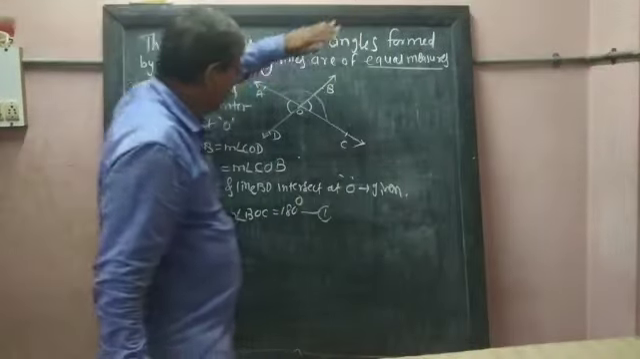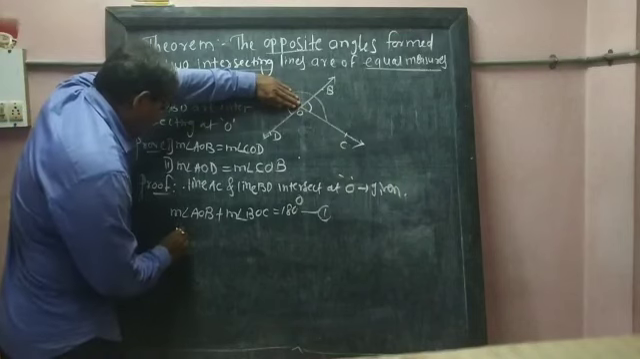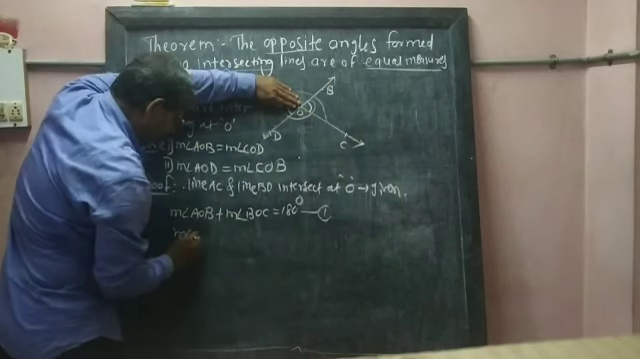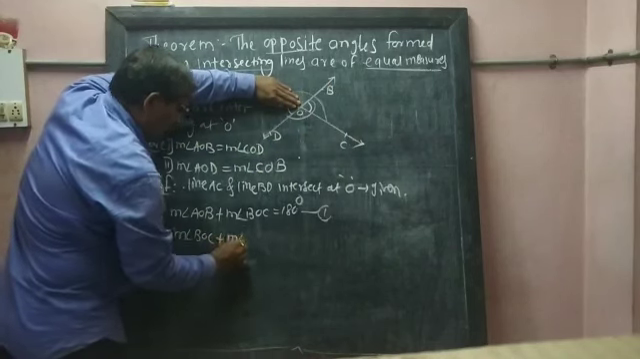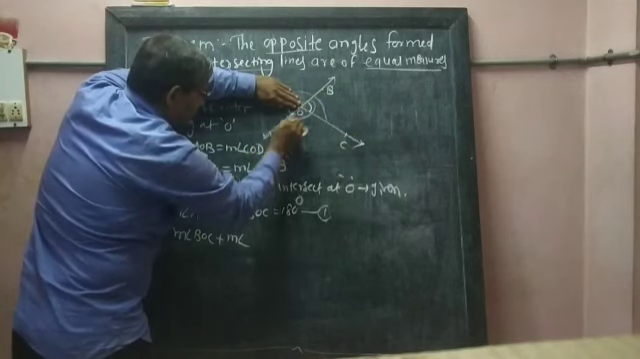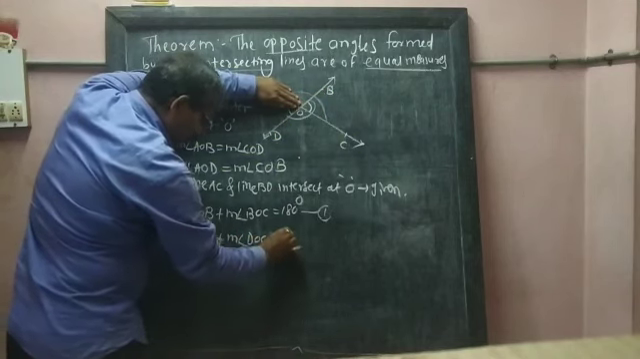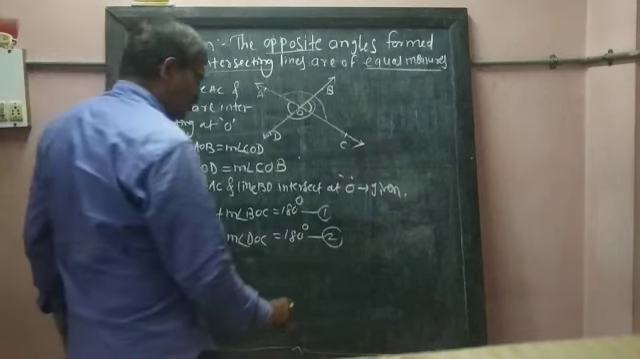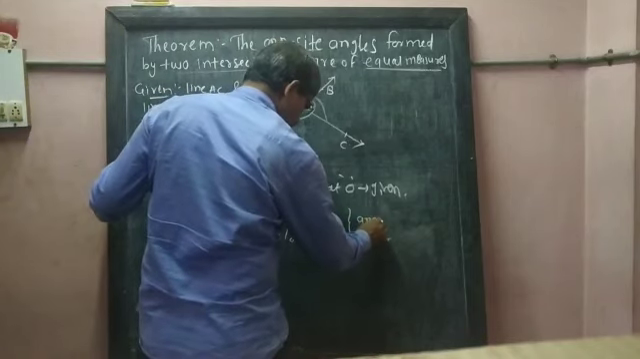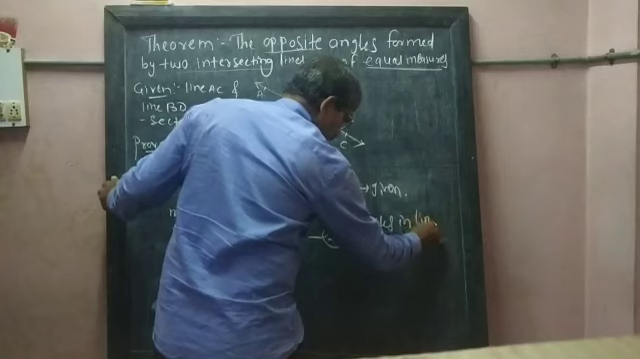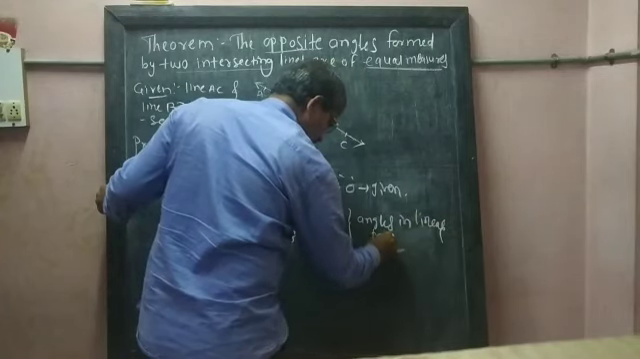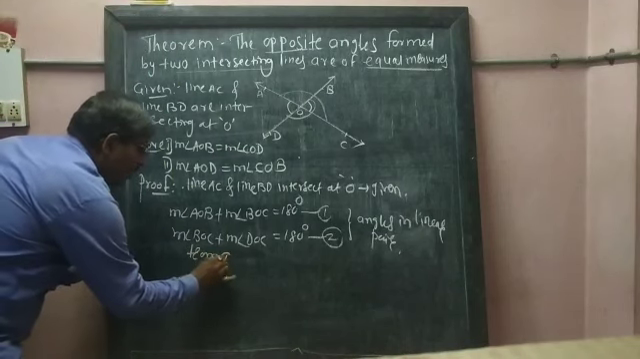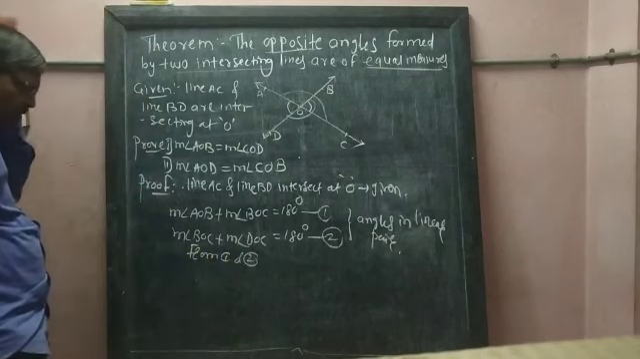In a similar way, now suppose this OA is not there, then what will happen? Now write angles in linear pair BOC. Measure of angle BOC plus measure of angle DOC is equal to 180 degrees. What is the reason? The reason for both is angles in linear pair. Then from 1 and 2, what is becoming?